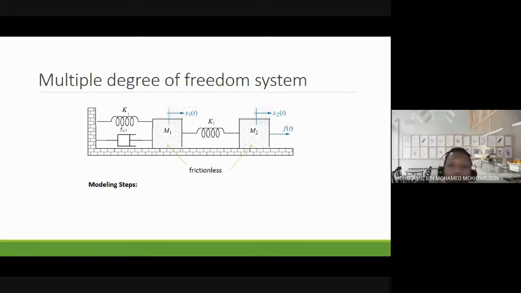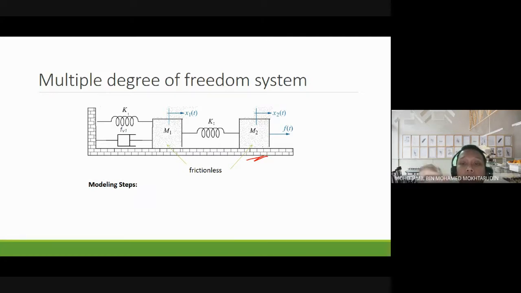Okay, now we look at a system with multiple degrees of freedom. So if you look at this diagram here, we have two masses. We have mass M1 and also mass M2. So how many degrees of freedom? Okay, so by looking at the number of masses, then we know that the system is 2 degrees of freedom. But to verify, imagine if you hold mass M2, you hold it such that it cannot move.